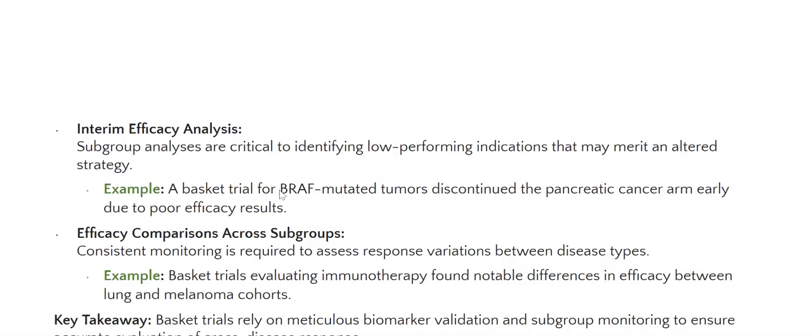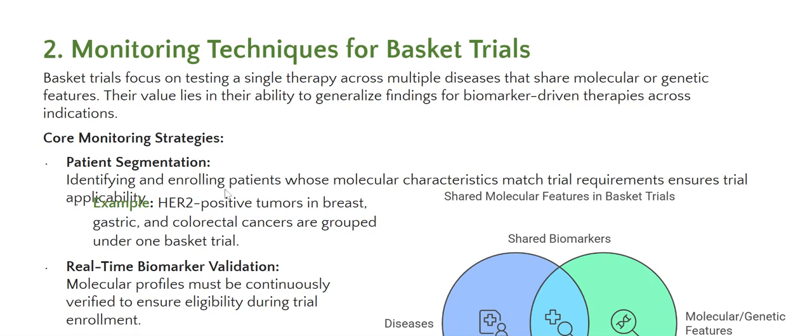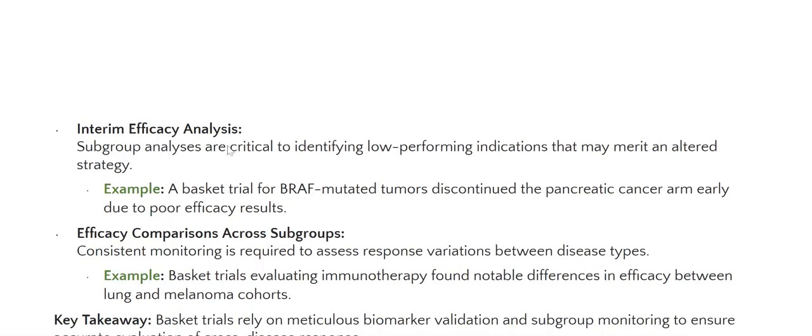Continuing with the monitoring strategies, core monitoring strategies for basket trials: interim efficacy analysis and subgroup analysis are critical to identifying low-performing indications that may merit an altered strategy. For example, a basket trial for BRAF-mutated tumors discontinued the pancreatic cancer arm early due to poor efficacy results.